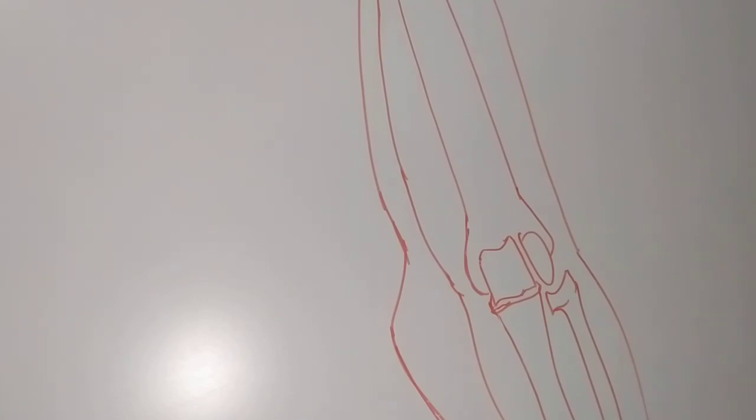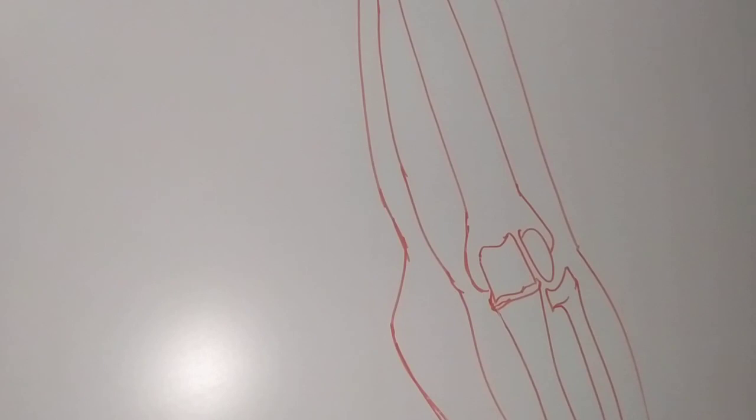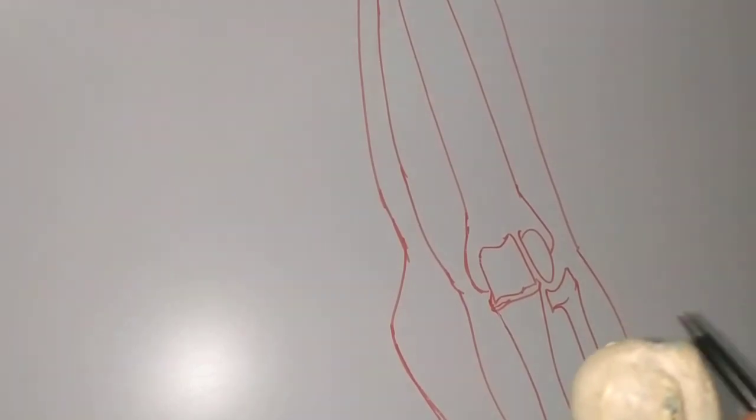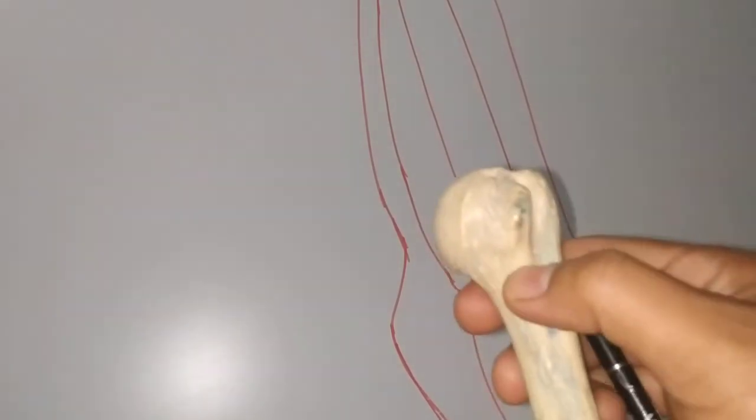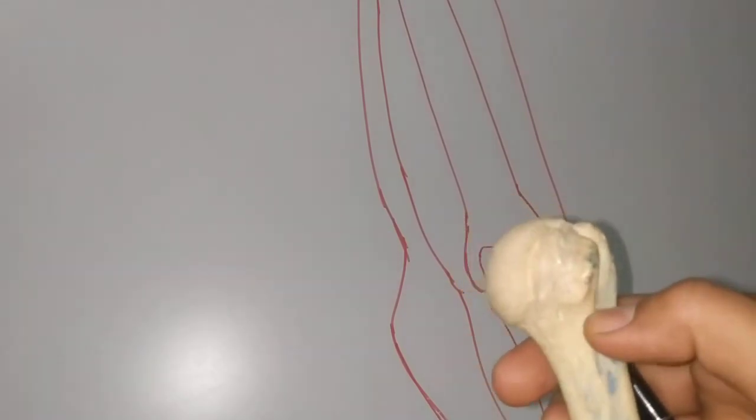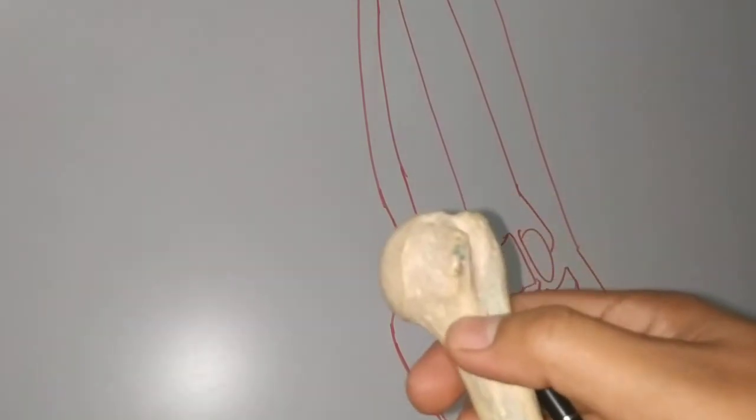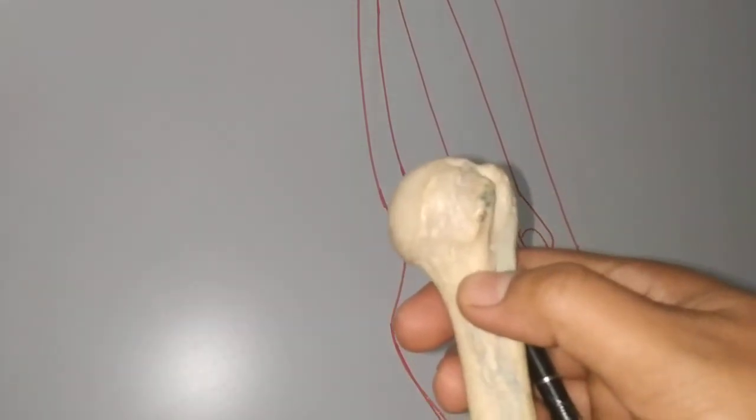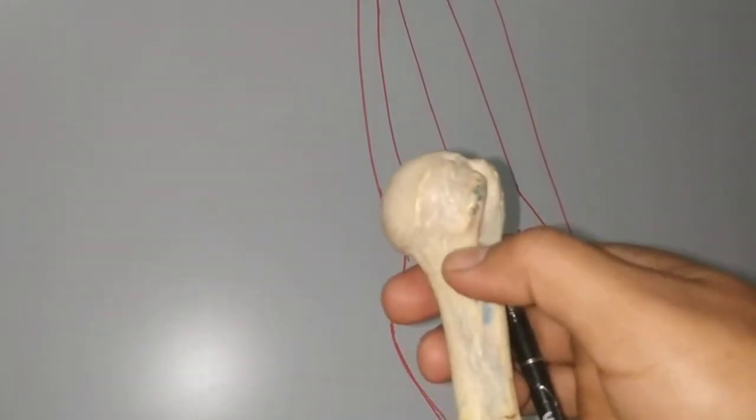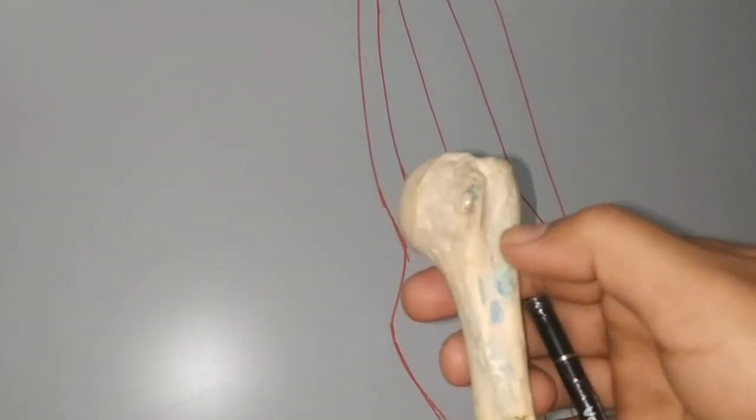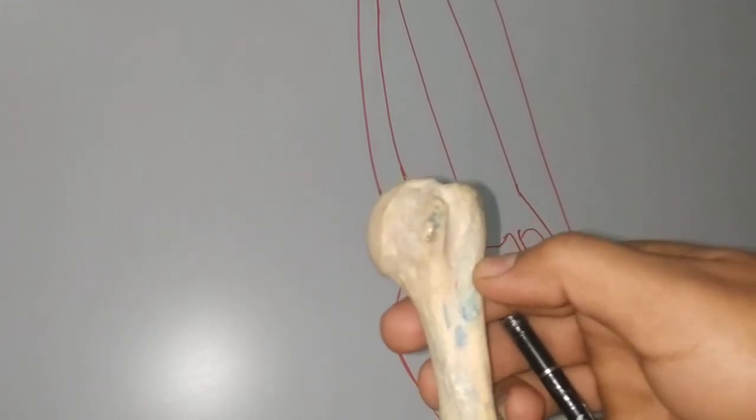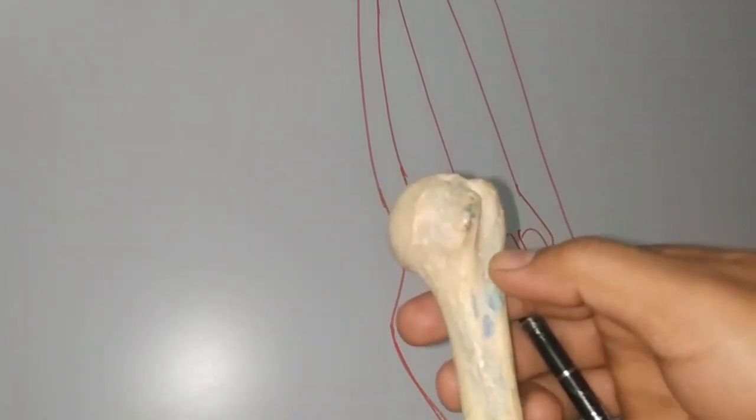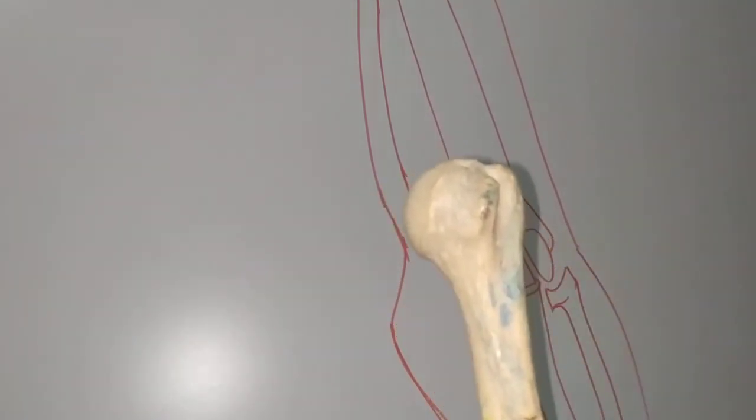Now the fractured parts and clinical aspects. The surgical neck of the humerus is a frequently fractured area. When you fall on your shoulder, most of the time the surgical neck of the humerus gets fractured, causing damage to the axillary nerve and resulting in paralysis of the deltoid muscle. So that is about the osteology of the humerus.